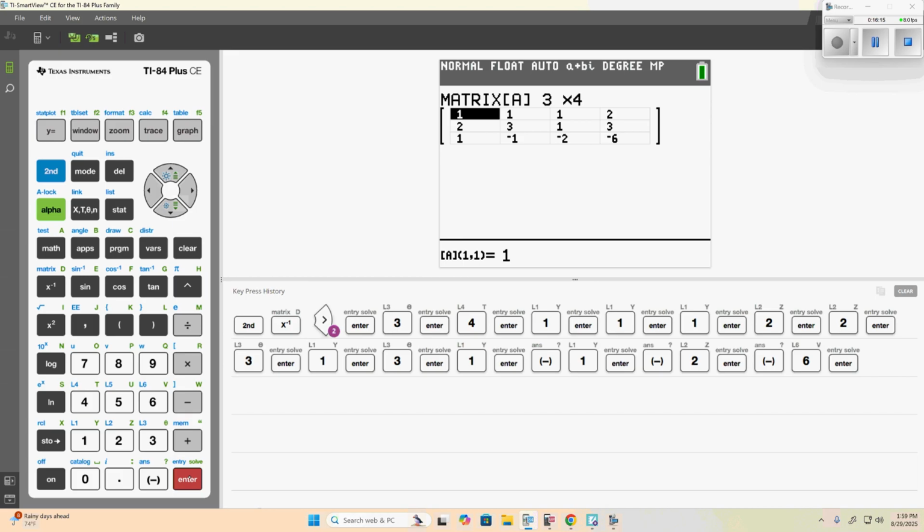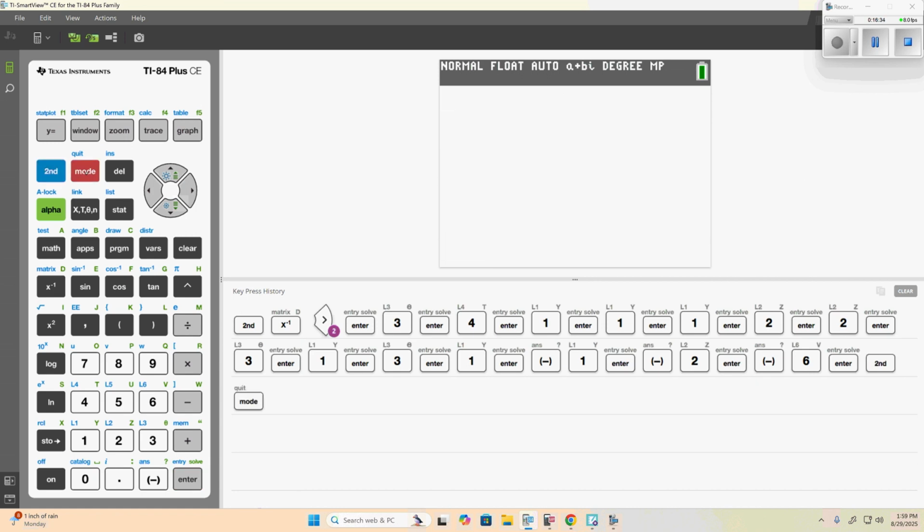Everybody been able to type this whole thing in? If not, let me know, because, again, it is a lot of steps, but once we see how this works and get used to it, it's going to be nice. We get them all typed in. Second, quit. Second mode. So some of them had it already typed in from previous hours. Second, quit. Second mode. Yep.